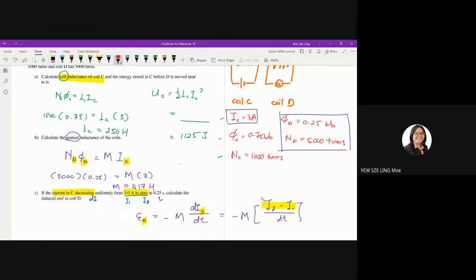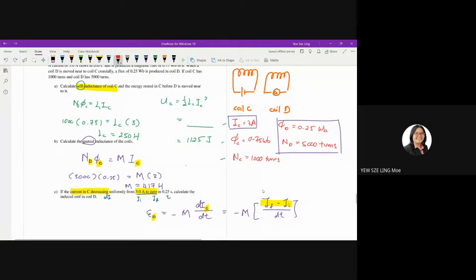So your EMF_D is then equal to negative 417 times I final 0 minus 3, over 0.25, which is then equal to 5004 volt. Okay, 5004 volt. So that is your question C.